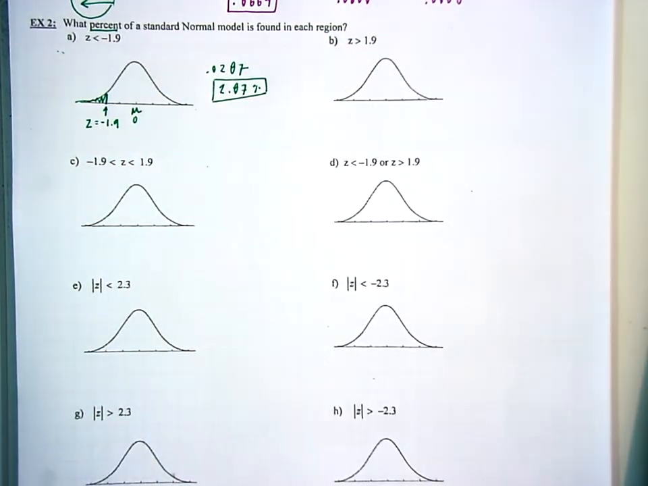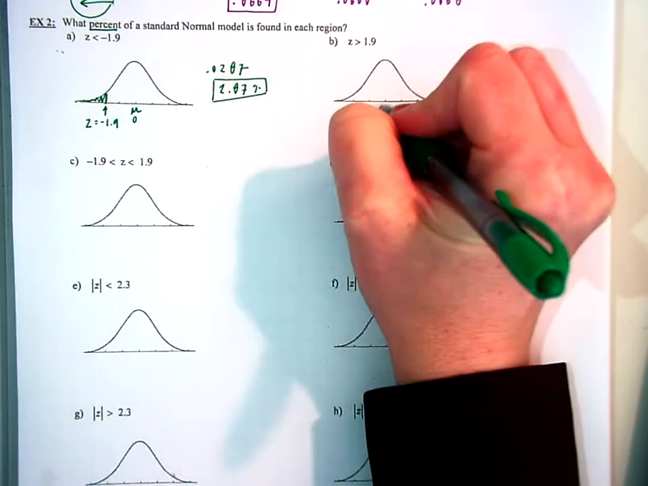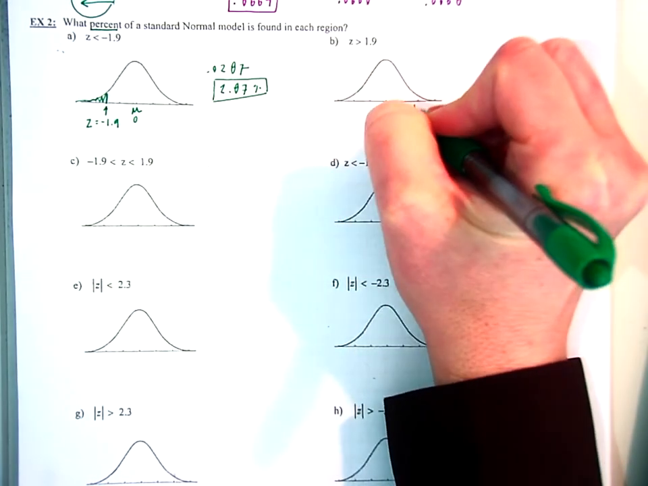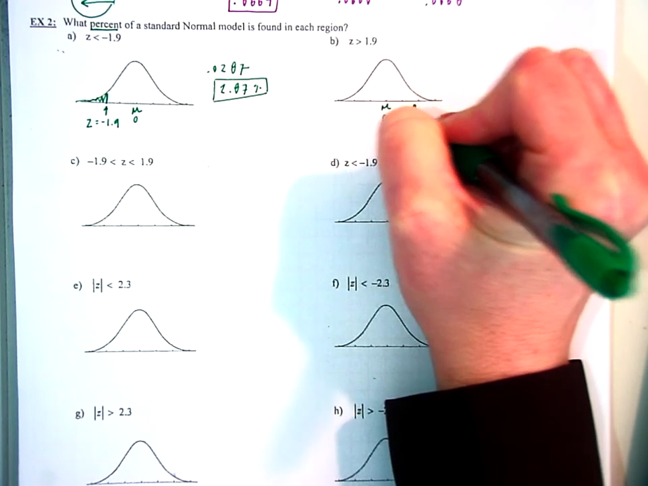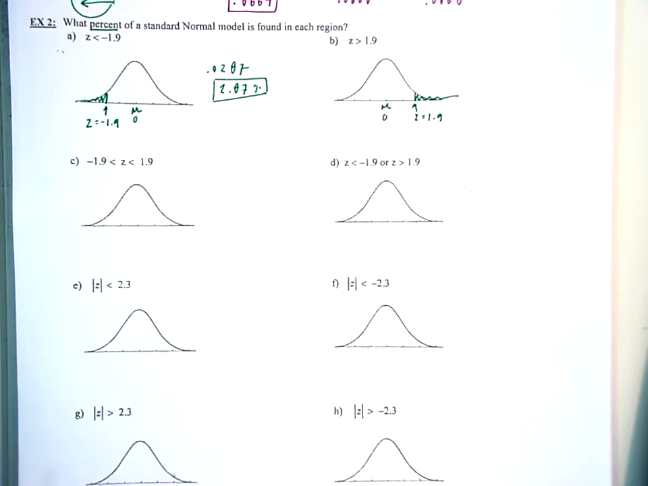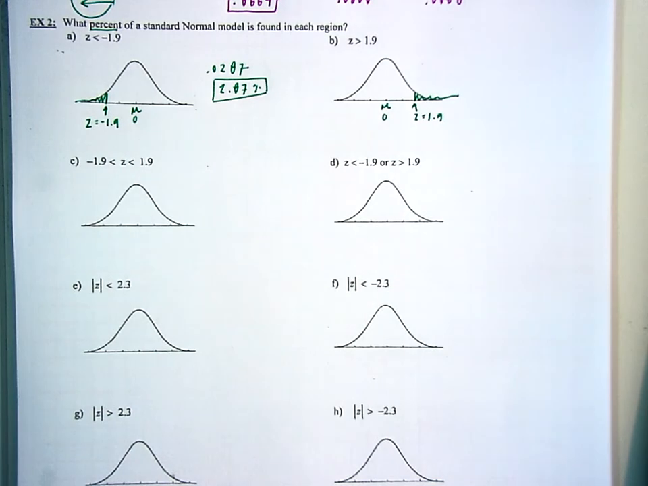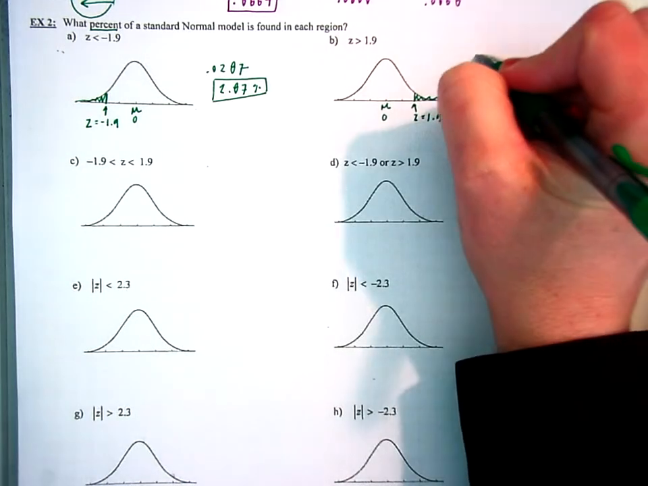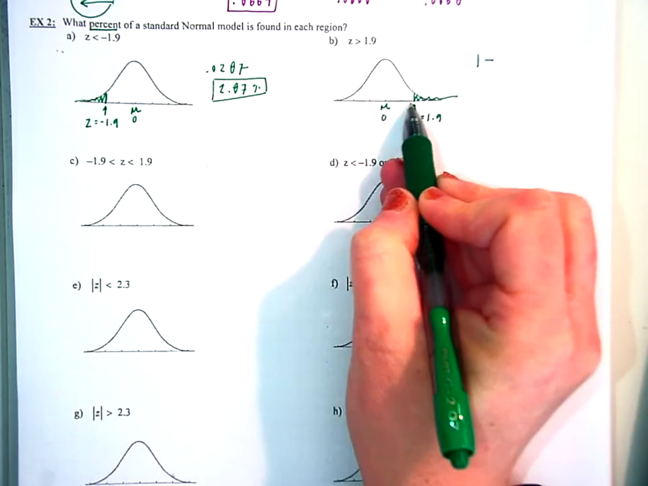Okay, for B here, z is greater than 1.9. So here's my mean, a z-score of 0. And here is a z-score of 1.9. And it's saying greater than. Okay, so I need that area. So I know that when I use my chart, it's always giving me the proportion below. So I need to do 1 minus the proportion below.